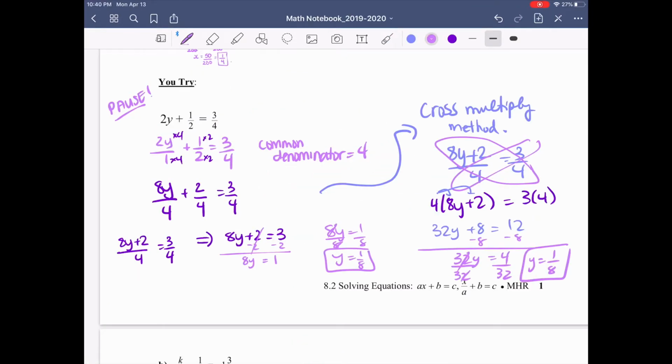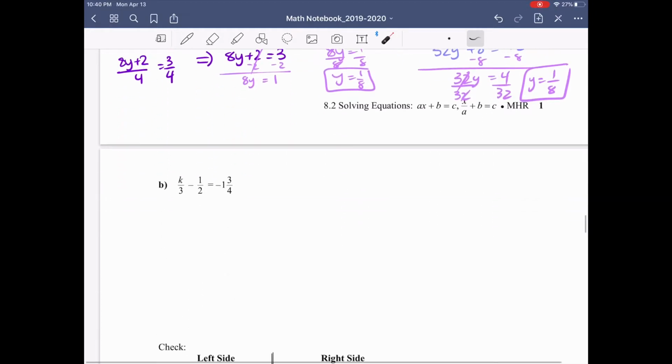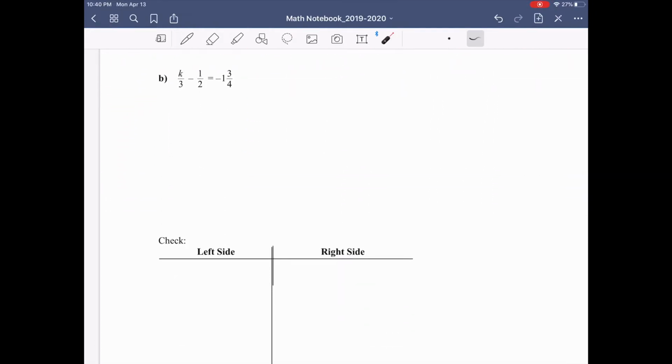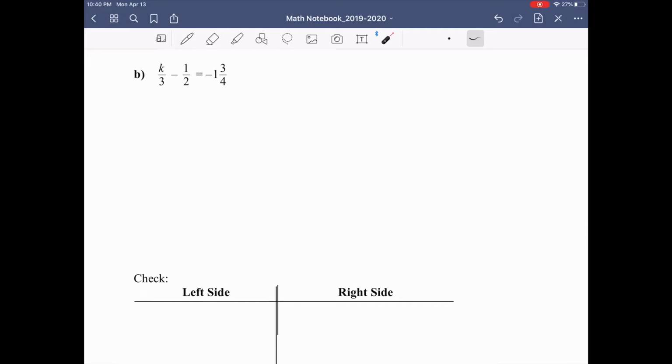So no matter which method you chose, whether you did the common denominator canceling method or the cross multiply method, for this question, either way you should have gotten a reduced answer of y is equal to 1/8. So you can pause and check how I did it if you did not get that answer. But you're going to ask me, do we have to reduce? Yes, you always have to reduce, you guys.